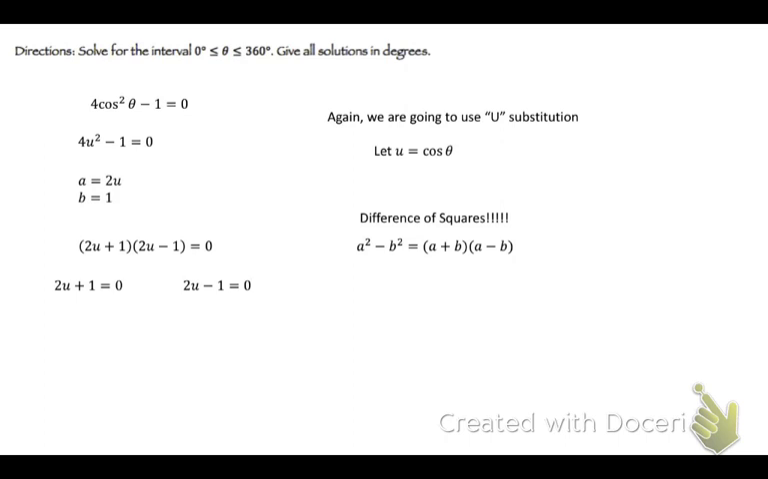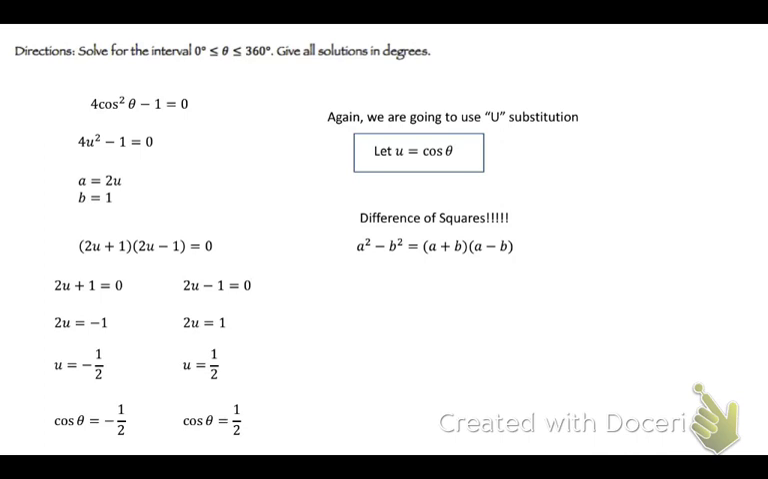So 2u plus 1 equals 0. 2u minus 1 equals 0. Solve for u, so we're going to subtract the 1 or add the 1, divide by 2. So you get u equals negative 1/2 and u equals positive 1/2. But u equals the cosine of theta. So I'm going to plug back in the cosine of theta. So cosine of theta equals negative 1/2. Cosine of theta equals positive 1/2.